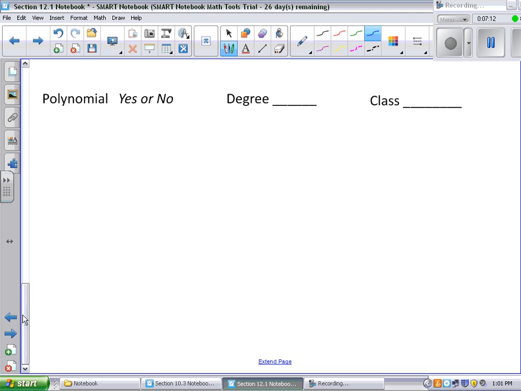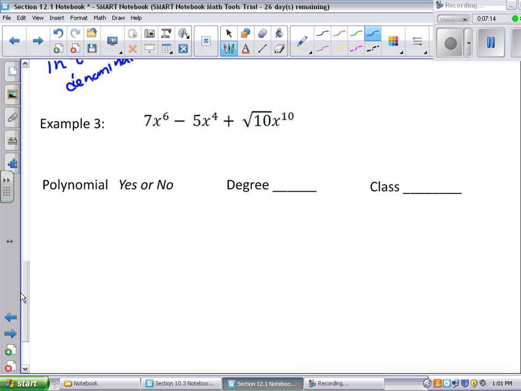The third example, let's see, this one has 3 terms, so we could classify it as a, well, let's decide if it's a polynomial first. Let's see, all of the exponents are whole numbers, and there are no variables in the denominators. We have no fractional exponents. This is a polynomial. Yes, it is a polynomial. It is degree 10. The highest exponent here is a 10, and it is classified as a trinomial because it has 3 terms.